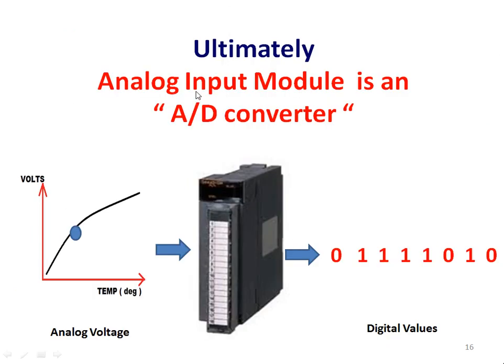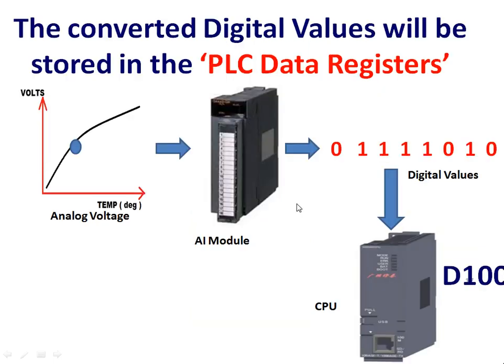So ultimately this analog input module acts as an A to D converter, that means analog to digital converter, because the input is an analog signal, a time varying signal. The output is ones and zeros, digital values. That's why the module is known as an analog to digital converter. Here the converted digital values will be stored in the PLC data register. PLC is one type of controller, like a microprocessor and microcontroller.